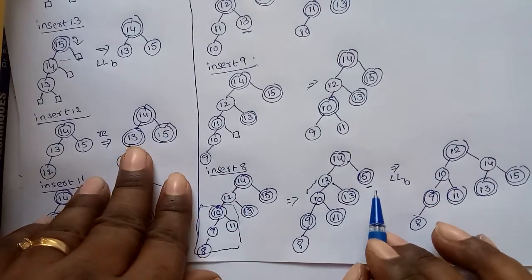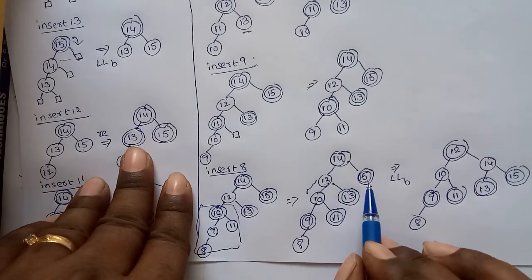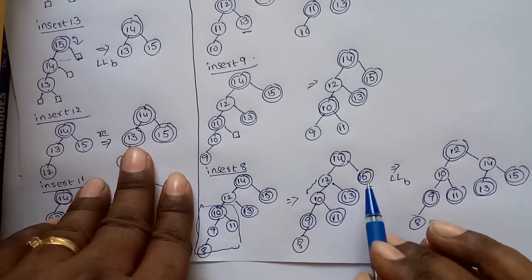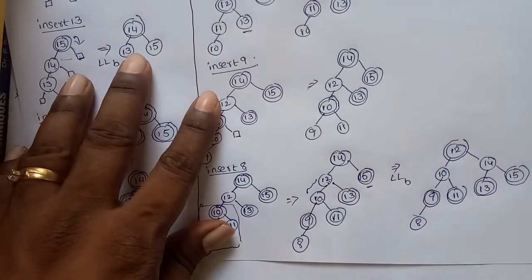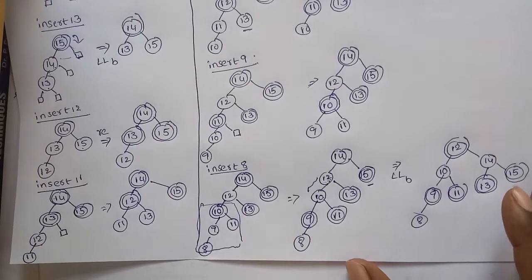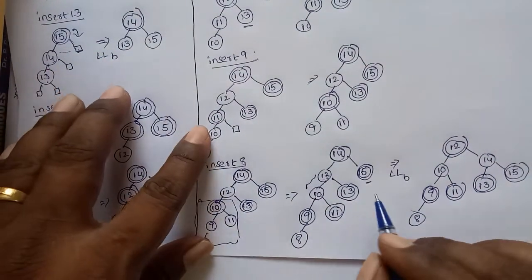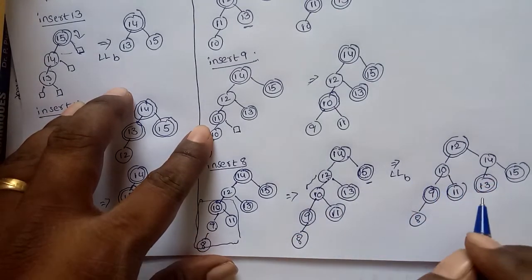If you are using single rotation, if the uncle node is black, change the color of the parent node and the grandparent node. If you are using double rotations, change the color of the grandparent and the inserted node. We do not perform any recoloring on the uncle node if the uncle node is black color.